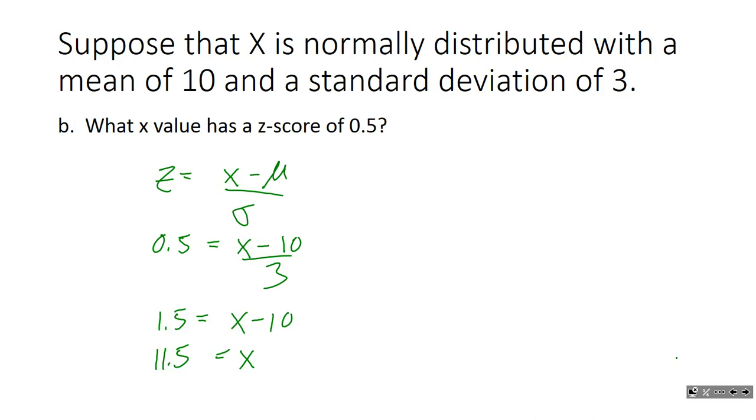Notice, comparing this to what we did in problem A, 11.5 would be to the right of 10, wouldn't it? So it does make sense that it should have a positive z-score.